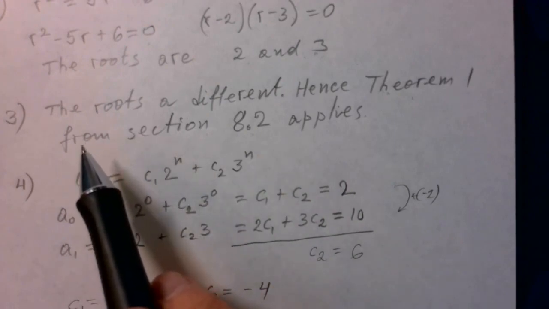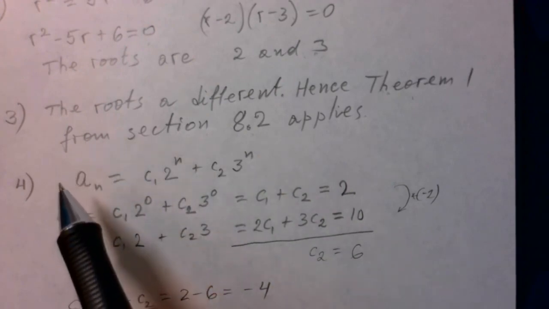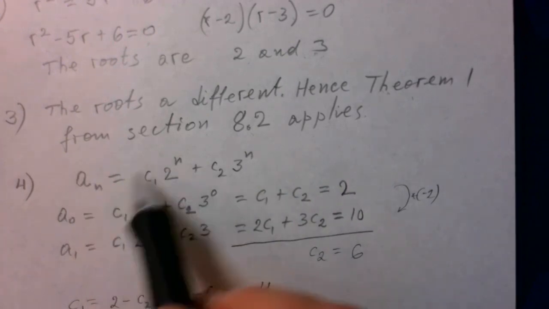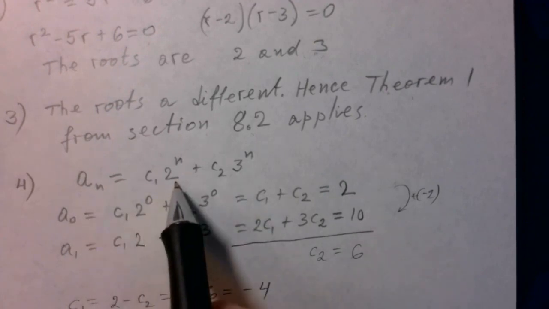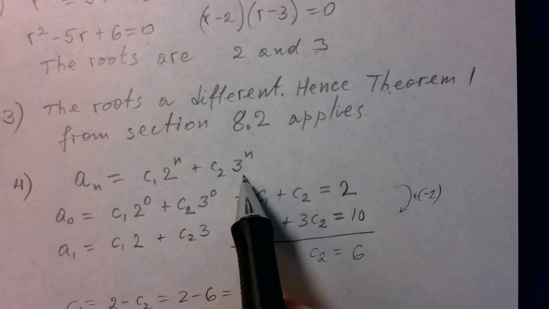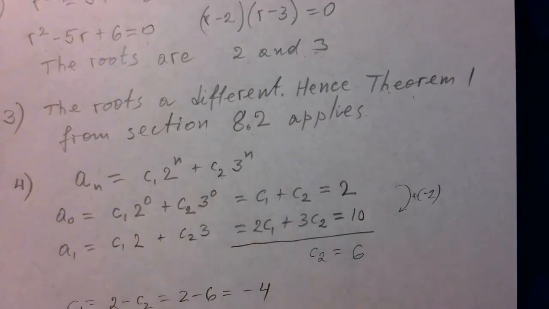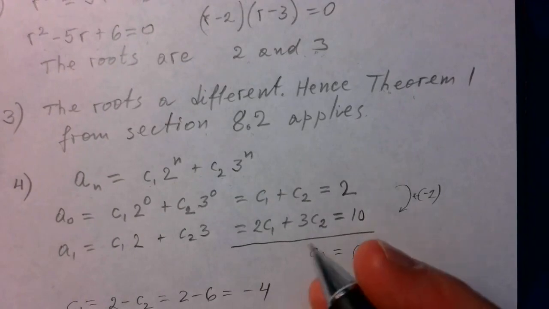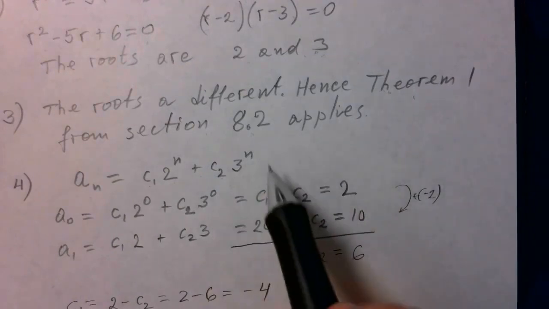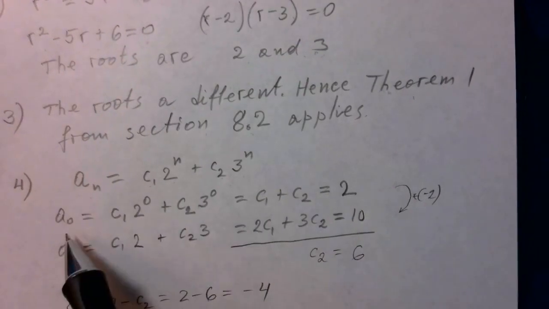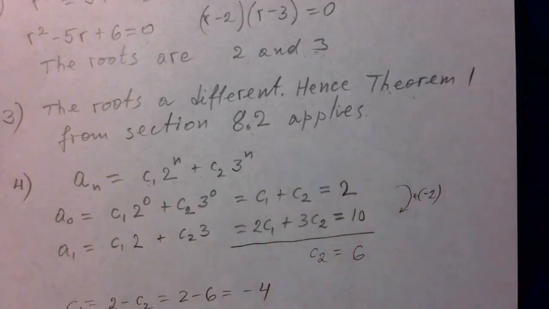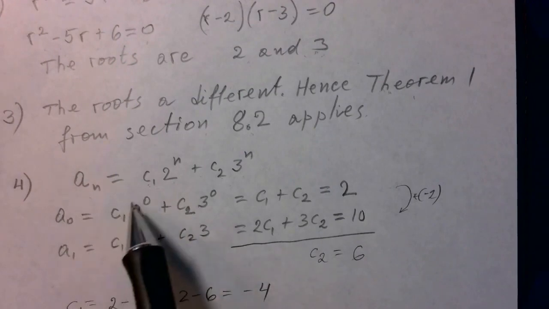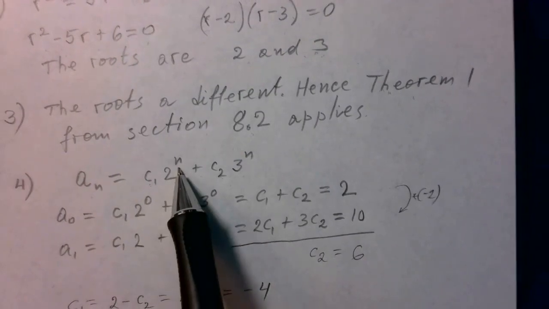Any sequence that satisfies the recurrence relation has this term a_n = c_1 2^n + c_2 3^n, where c_1 and c_2 are some fixed constants. To satisfy the initial conditions, we replace n with 0 here.